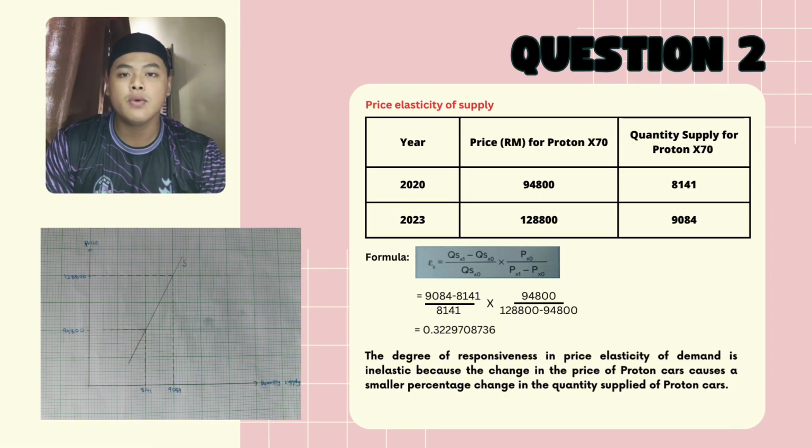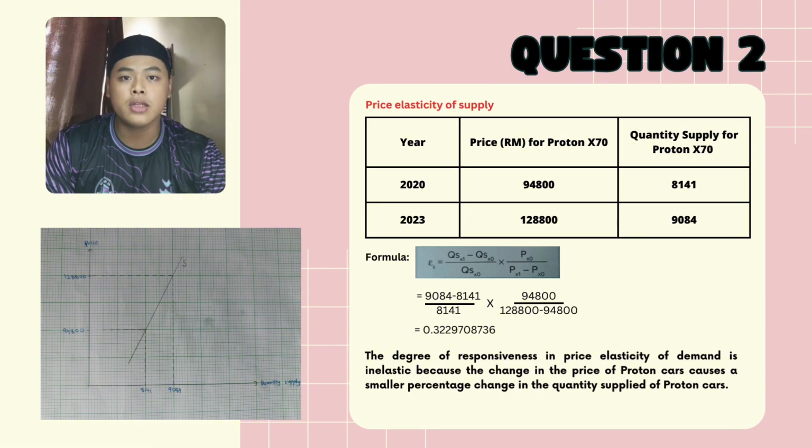For the final answer, we will get 0.3229708736. As you can see on the graph, it shows a steeper slope of supply curve. The percentage change in price from 94,800 ringgit increased to 128,800 ringgit is larger than the percentage change in quantity supply from 8,141 increased to 9,084.